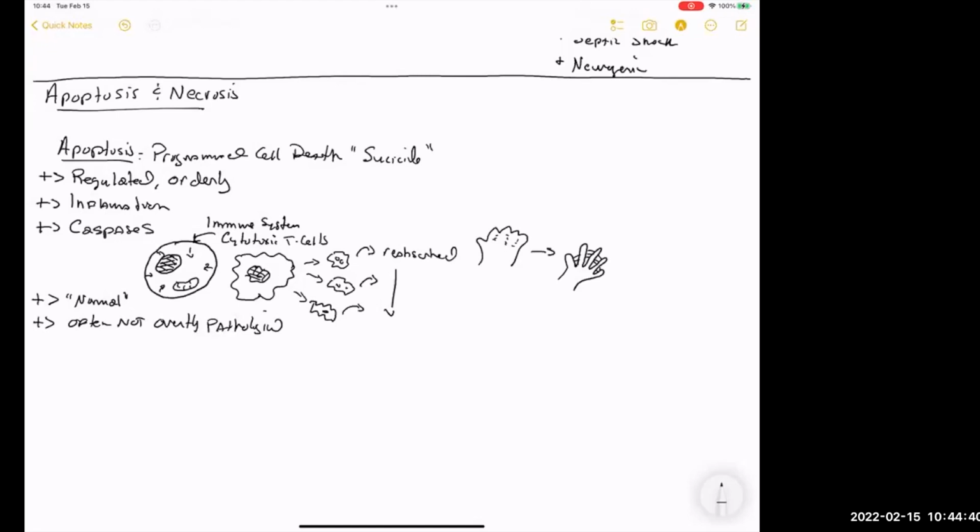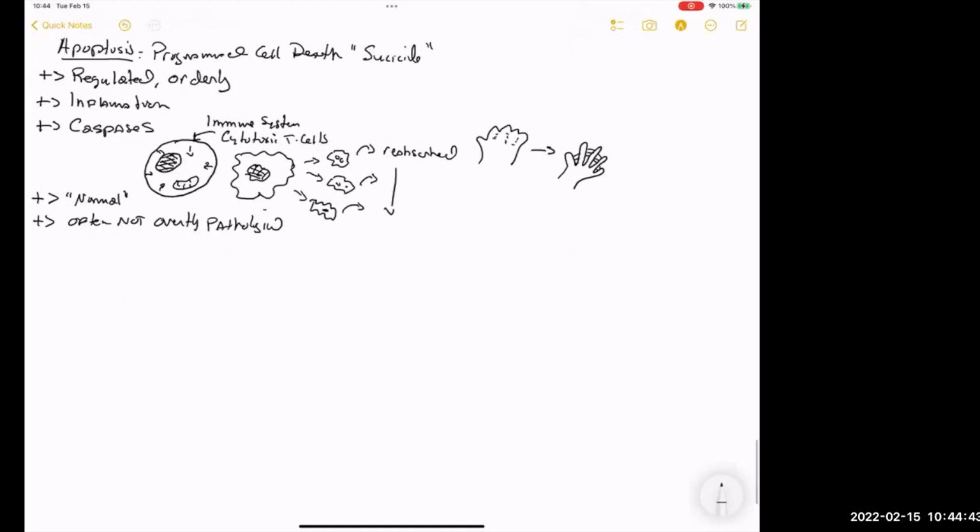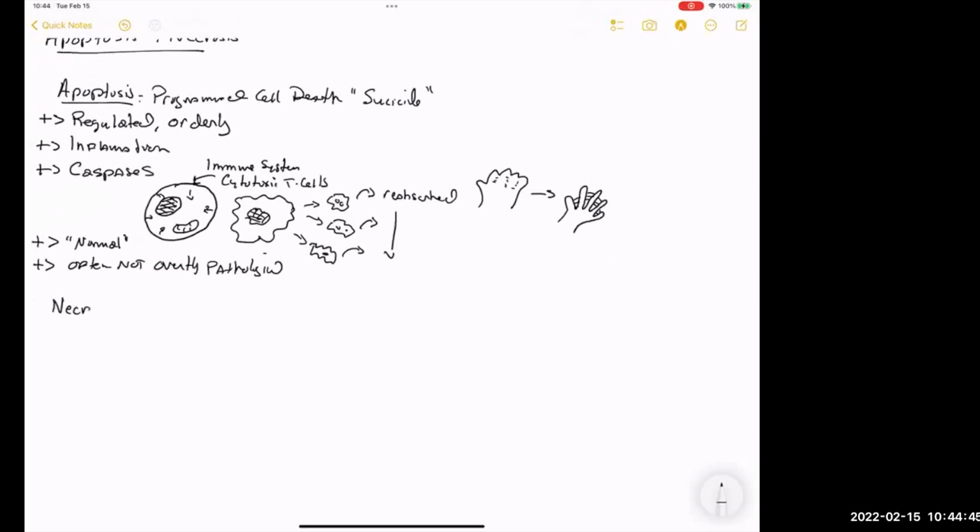And that is a little different from what's called necrosis. So necrosis is always pathological. It is always abnormal, right? If necrosis is occurring, this is abnormal, and there is no good reason that necrosis should be occurring. So in necrosis, what you see is it is not regulated at all. It is very disorderly, right? So it is premature death.